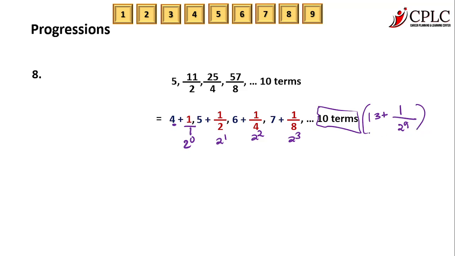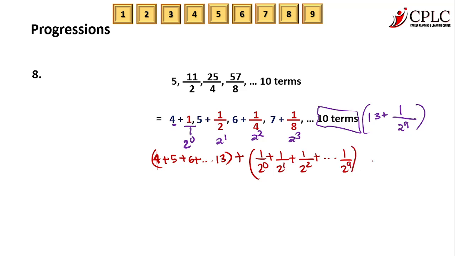Now we have to add all these numbers. Now, while adding all these numbers, what else we can do is we can keep all the integers on one side. For example, 4 plus 5 plus 6, so on till 13, all the integers, and then plus all the fractions, and so on and so forth.